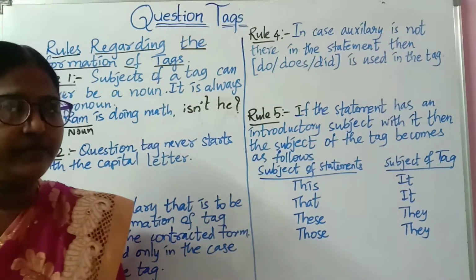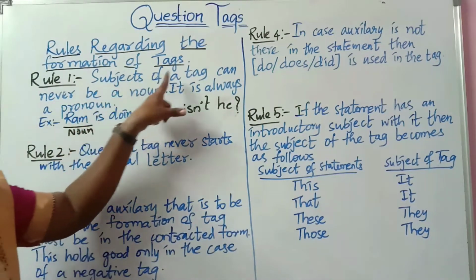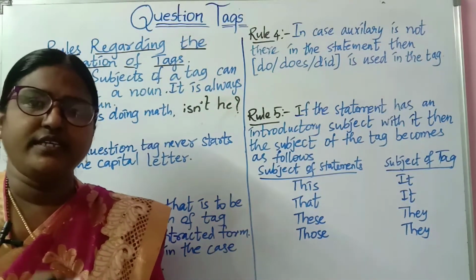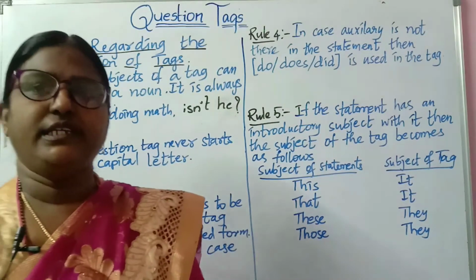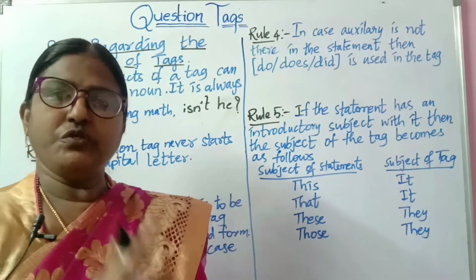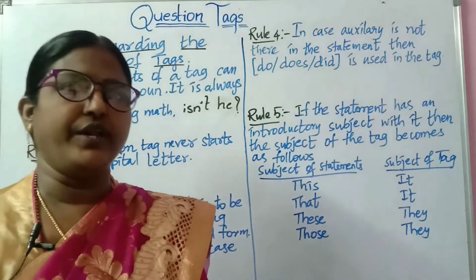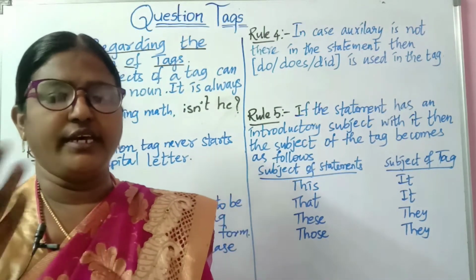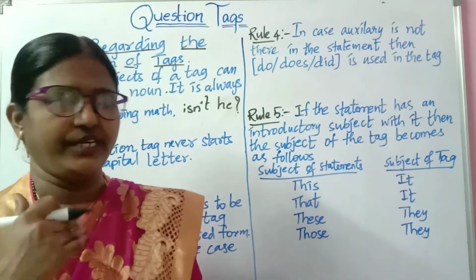What is the first rule? The subject of a tag can never be a noun. It is always a pronoun. If the sentence starts with a noun, with a name, you have to change it into a pronoun when you are writing a question tag. For masculine, he; for feminine, she.